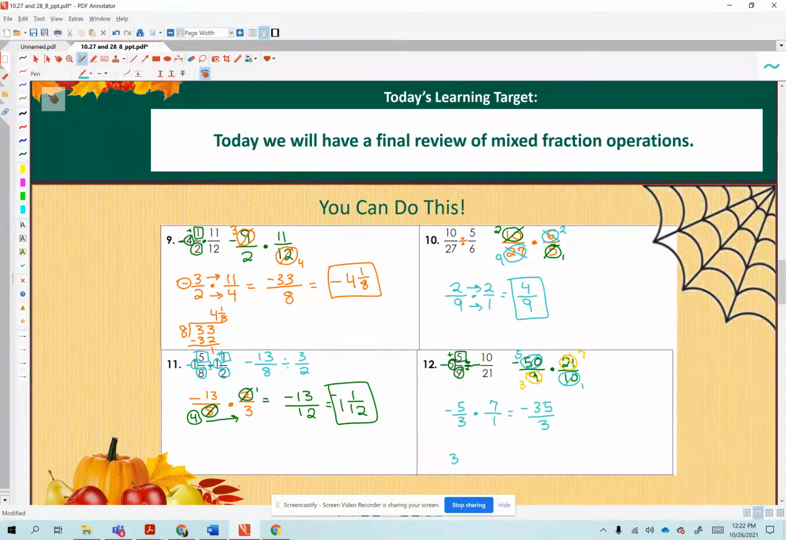And when we divide 35 by 3, we have 11 with 2/3 left over. So our final answer is a negative. Oh, we had a negative divided by a negative. Sorry, that's a positive answer. I forgot my negative there. This is a positive answer. So a negative divided by a negative will be positive. And that will be a positive 11 and 2/3.